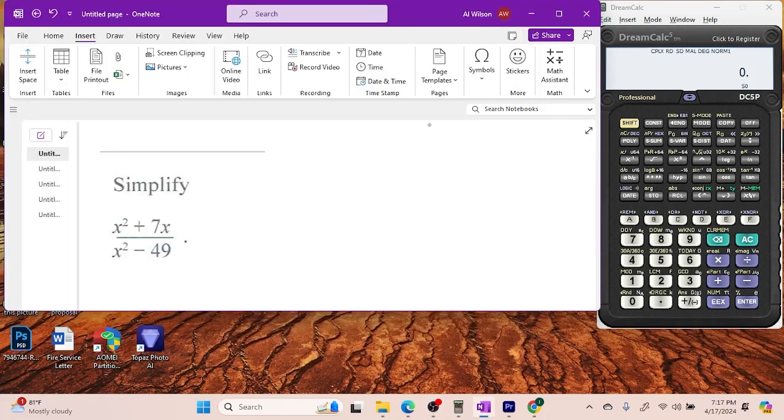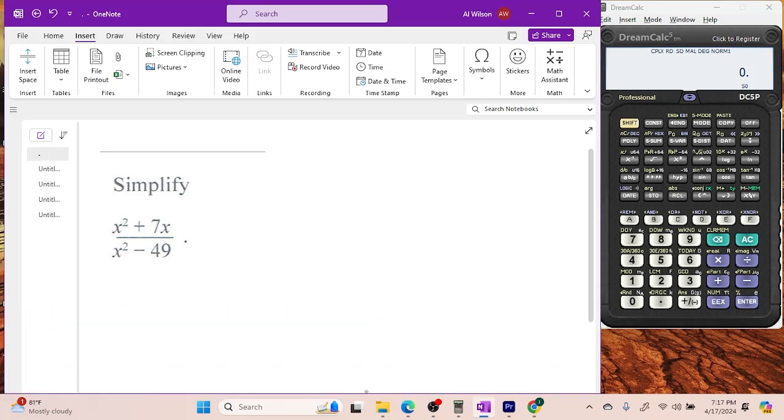Okay, so let's now continue with question 2. For this video, we'll be looking more at algebra. Our first question is to simplify x squared plus 7x divided by x squared minus 49. For this question, we need to try and simplify these terms out first before we can do anything to solve.